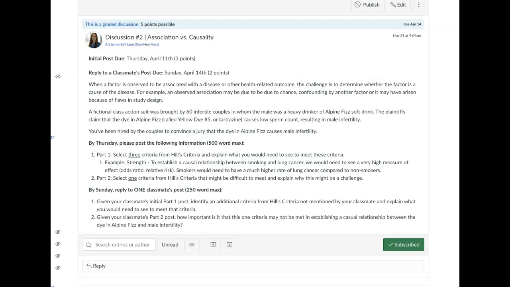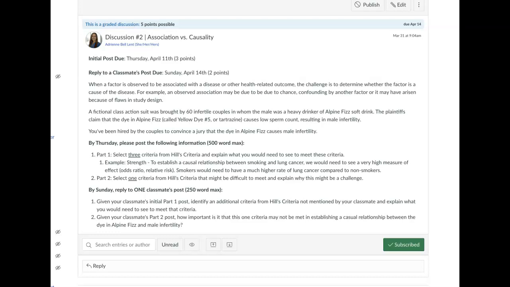This post is going to focus on association and causality. So when we're looking at associations between some sort of factor and some health outcome, it's challenging to determine whether that factor is just associated with the disease or whether it's actually a causal factor of that disease.